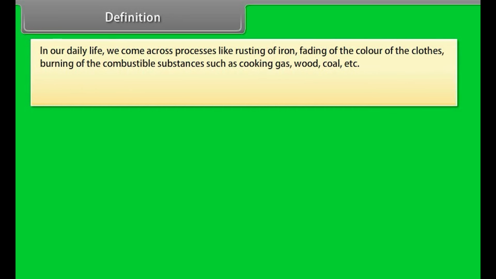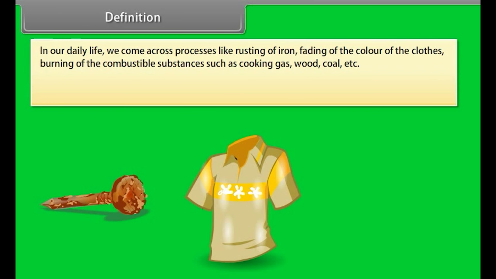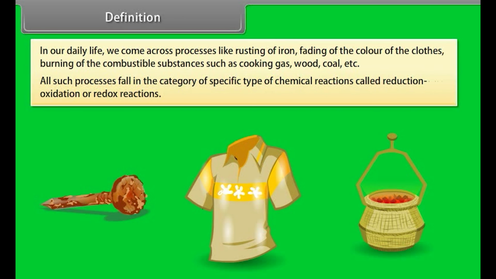Definition. In our daily life, we come across processes like rusting of iron, fading of the color of the clothes, burning of the combustible substance such as cooking gas, wood, coal, etc. All such processes fall in the category of specific type of chemical reactions called reduction-oxidation or redox reactions.